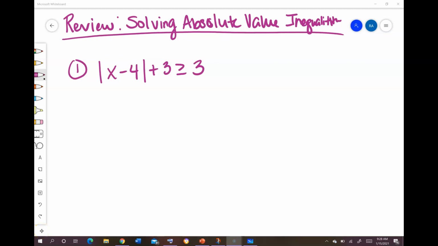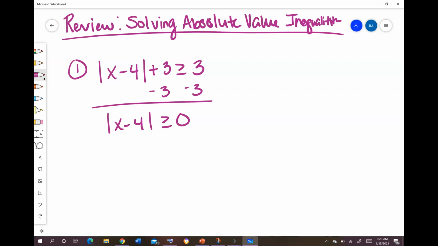Alright, so in this video, I'm going to show you how to check your absolute value inequalities with your graphs. First things first, we solve. We need to isolate the absolute value, even though it's the same steps as the equation. So we're going to isolate it, and we're going to subtract 3 on both sides. And when we do that, we get this is greater than or equal to 0.